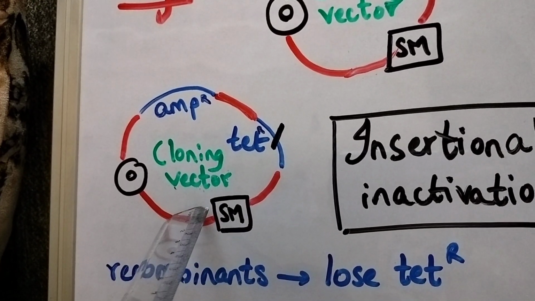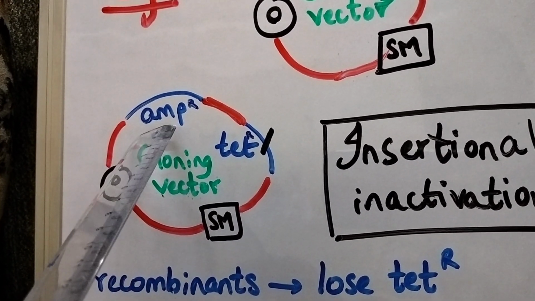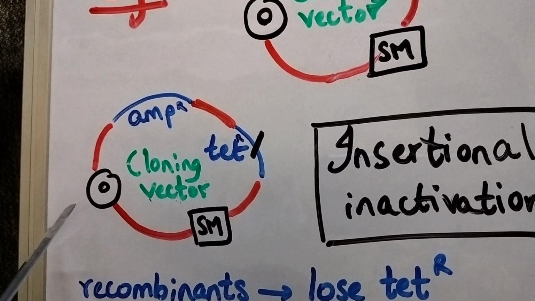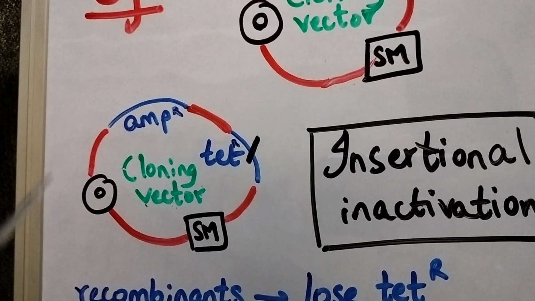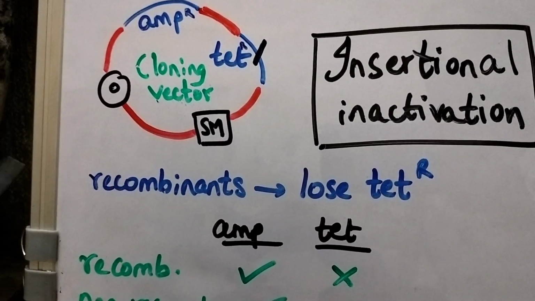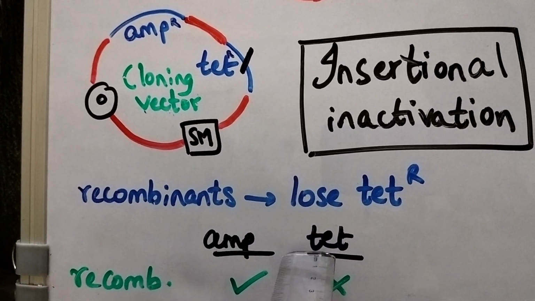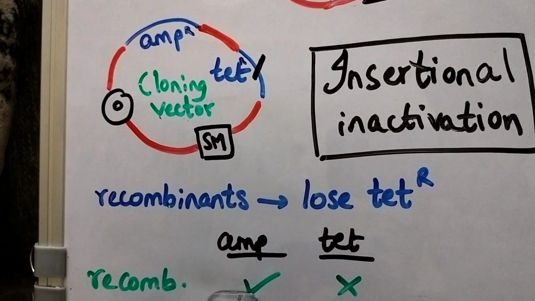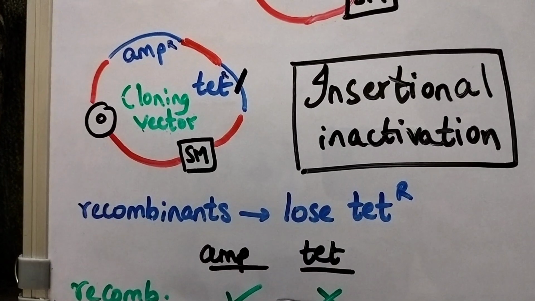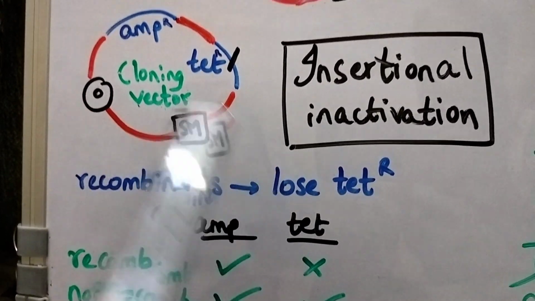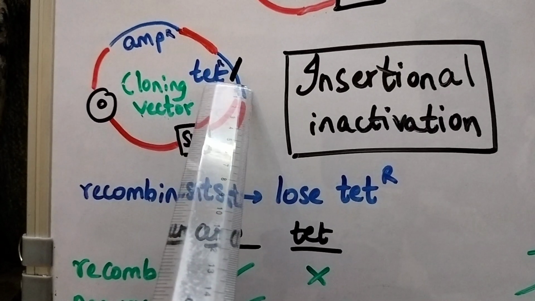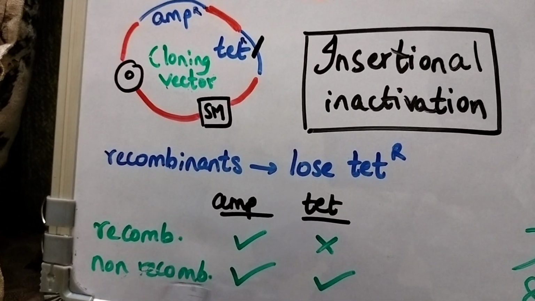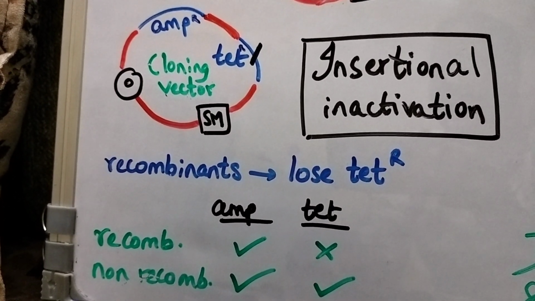But this cloning vector will have ampicillin resistance gene intact. Hence, on introducing the mixture of both recombinants and the normal cells into a medium with ampicillin and into another medium with tetracycline, the recombinants will grow in ampicillin but will not grow in tetracycline as they have lost its resistance due to the insertion of foreign DNA. But non-recombinants will grow both in ampicillin and tetracycline containing medium.